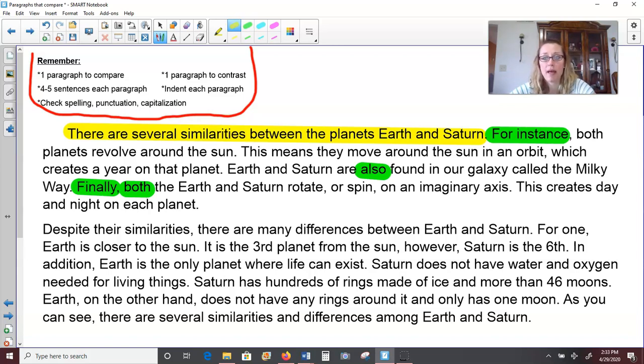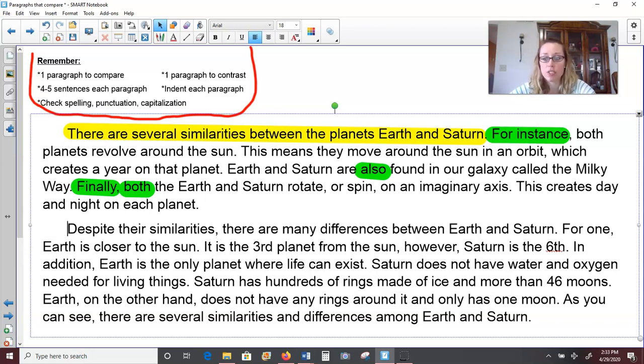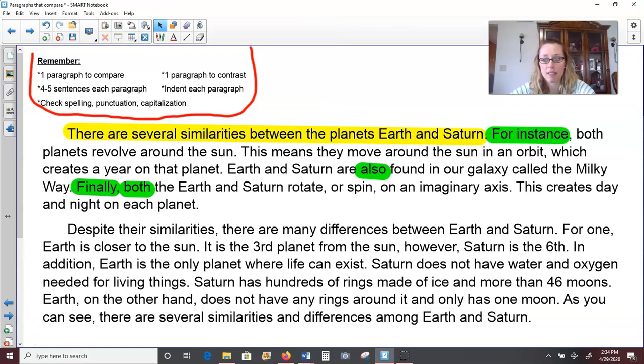Now, when I go to my next paragraph, this is where I'm going to tell how my two planets are different. And I just pushed in that first line to indent it. And I need to start with another topic sentence. I said, despite their similarities, there are many differences between Earth and Saturn. So that's basically saying even though they are similar, there are differences too. So I'm introducing what this paragraph is going to be about, which is the differences between Earth and Saturn.